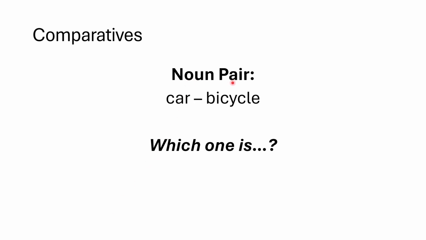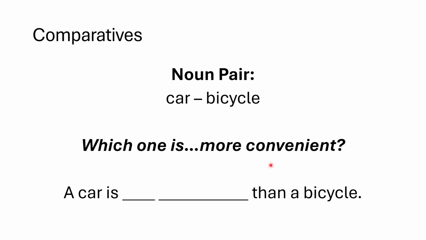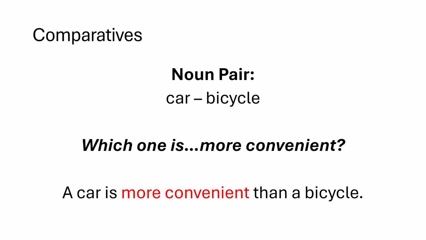Here is a noun pair: car, bicycle. Which one is more convenient? Which one is more convenient, a car or a bicycle? A car is more convenient than a bicycle.